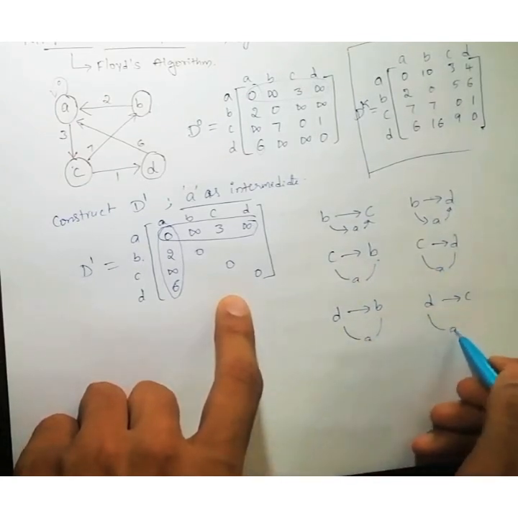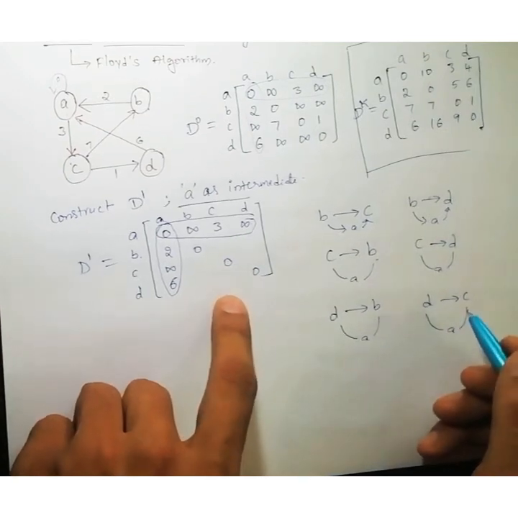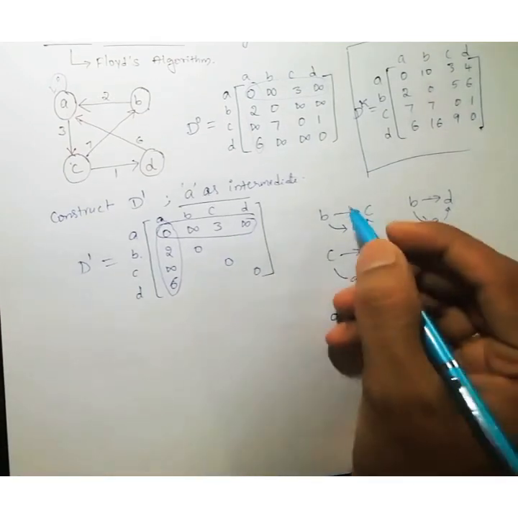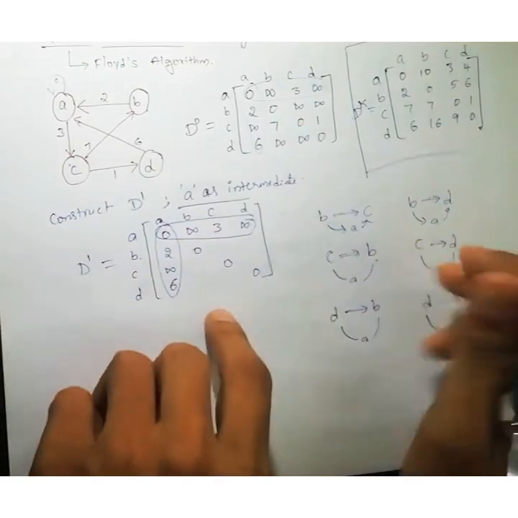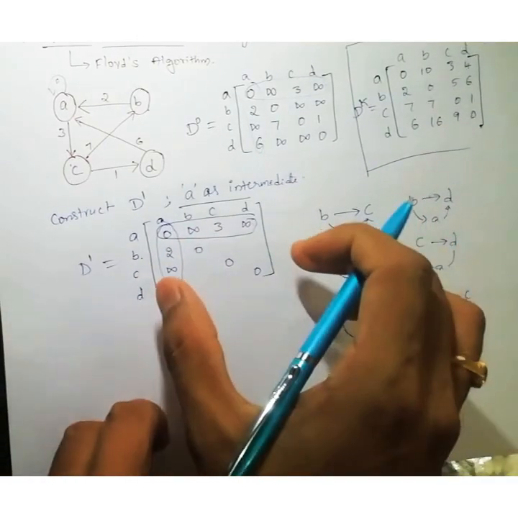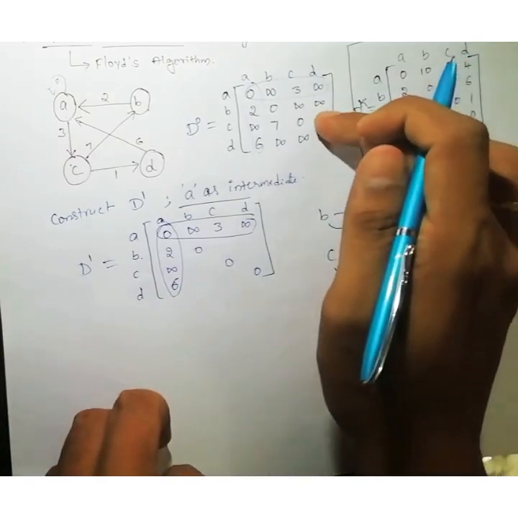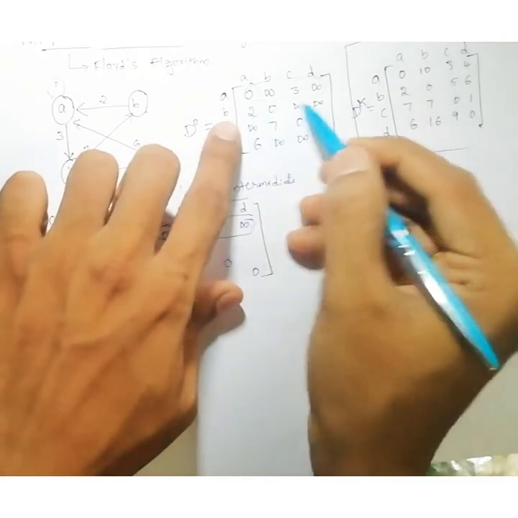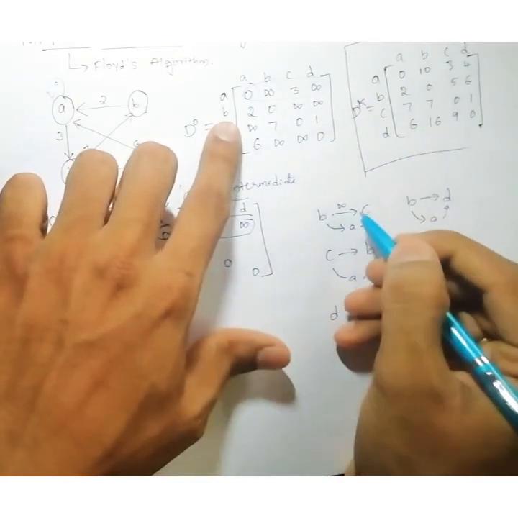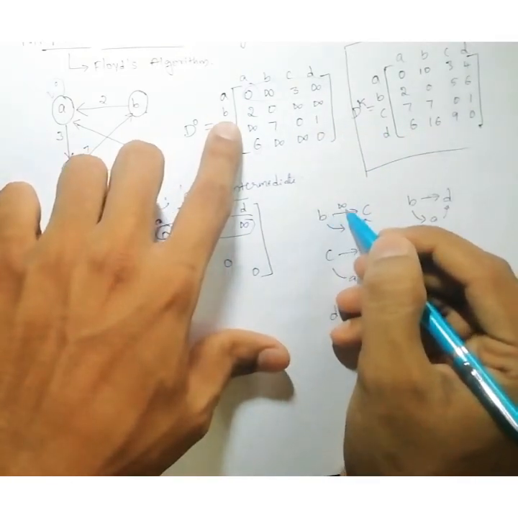And I will consider the minimum path, either direct path or indirect path. So first I will check from B to C, what is the value of B to C. To construct this matrix, you have to check in the previous matrix. So what is the value of B to C? B to C, it is not a direct edge, B to C, it is infinite.